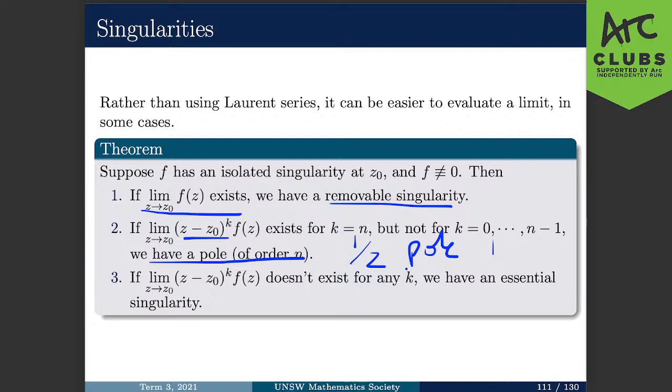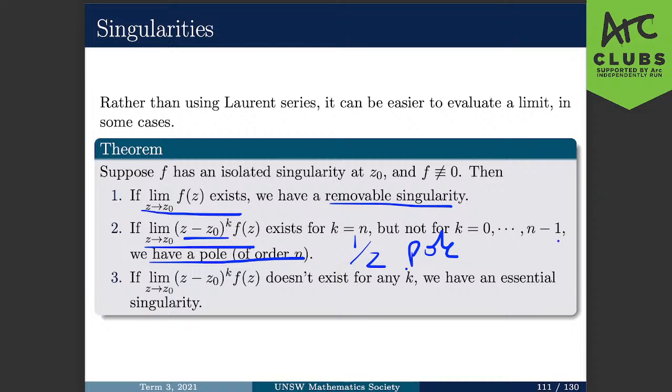So essentially what this definition is saying is that we have a pole of order n if n is the smallest integer for which this limit exists. So if you have a k that's smaller than n, then the limit does not exist.